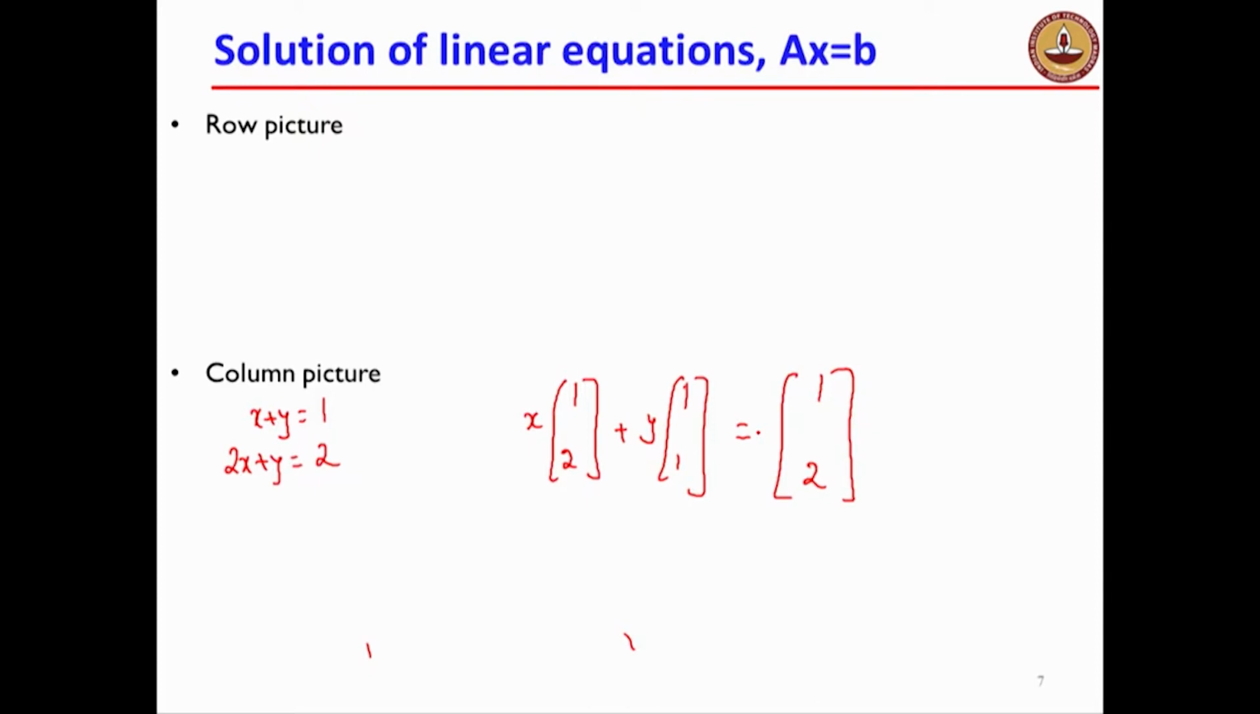Now, what is my right hand side? Right hand side is some vector 1, 2, and what is my left hand side? It is a linear combination of 2 vectors, the first vector over here being 1, 2, and the second vector over here being 1, 1.